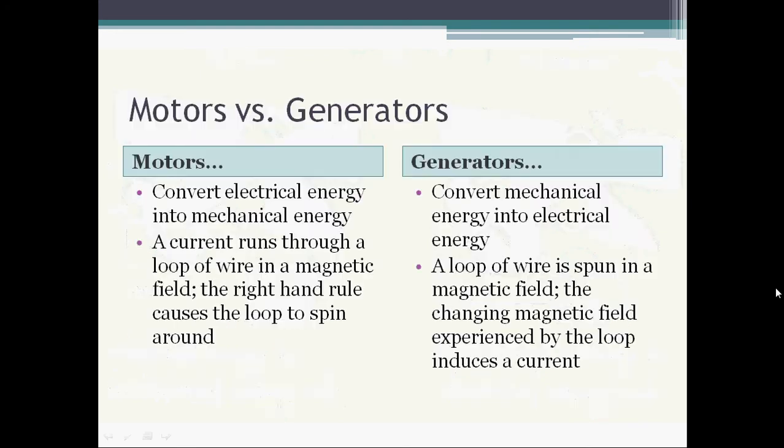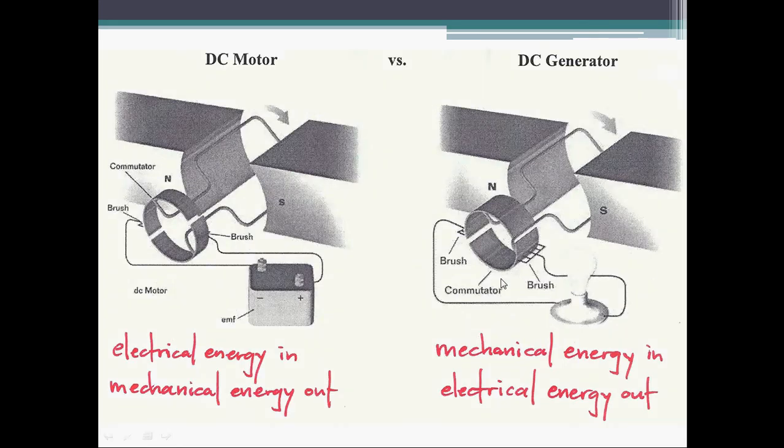The difference between these two is the kind of energy that's put in and the kind of energy that comes out. To compare the two, with a motor, as I mentioned, we're converting electrical energy into mechanical energy. The basic idea with a motor is we have this loop of wire and we attach it to a battery so that we get a current running through it.